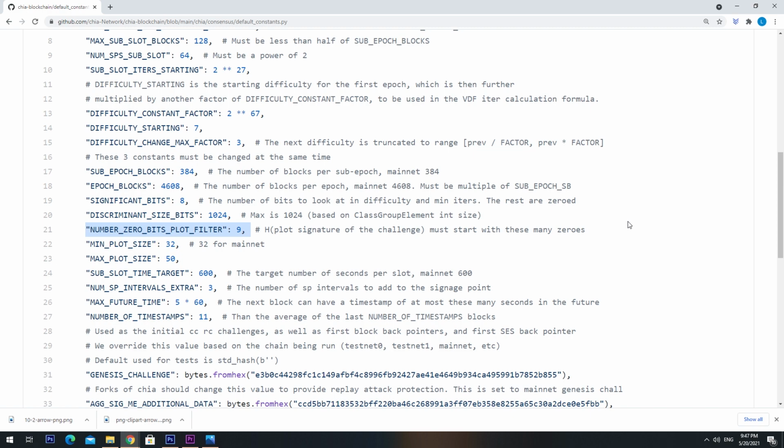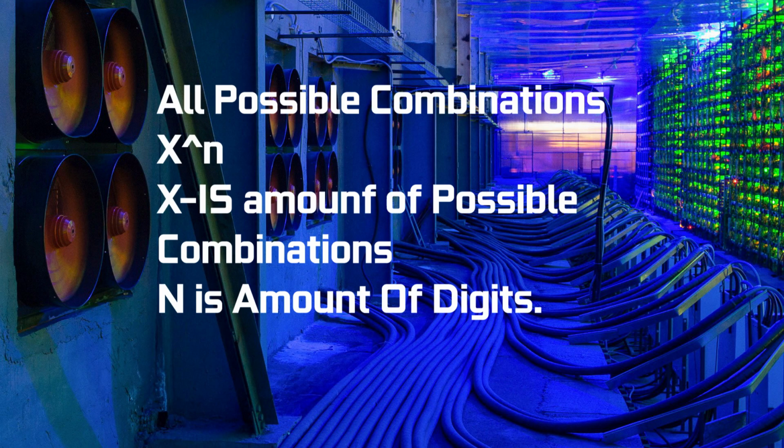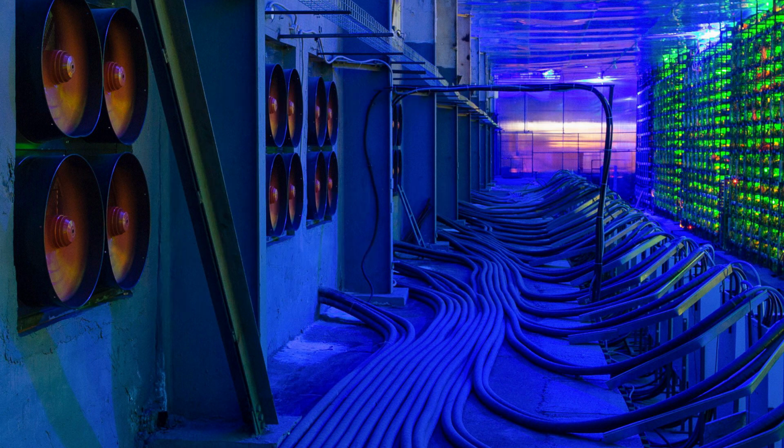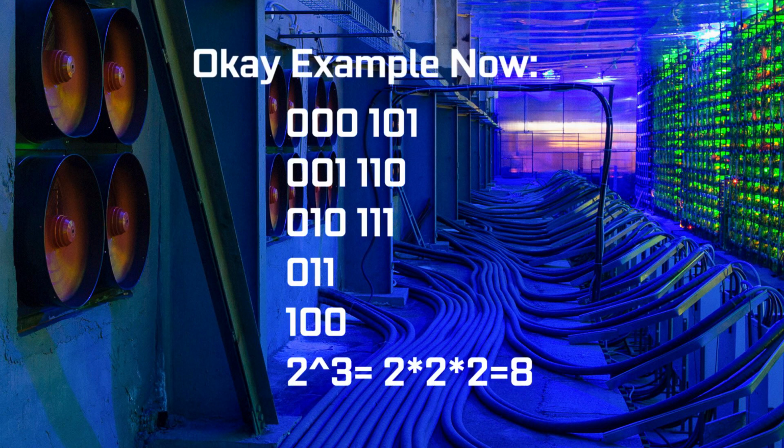Let's calculate our chances mathematically. The amount of possible combinations is represented as x to the power n, where x is the number of possible values in each digit and n is the number of digits. For example, with 3 binary digits, the amount of possible combinations will be 2 to the power 3, because each digit can be only 1 or 0. So in this case, 8 possible options.